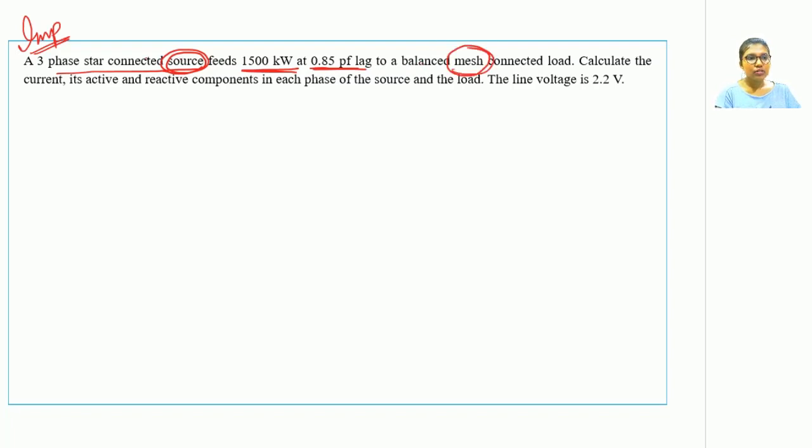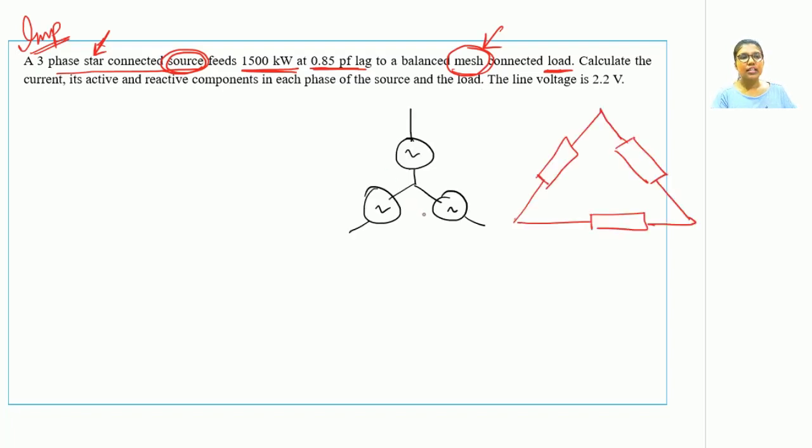Now this is the source. The source is a star type and the load is a mesh type. So both the connections of source as well as load are specified in this question. So one is required to draw both the connections of source and load in this way. Now as you can see, the left hand side represents the source and this represents the load. Now we need to connect the terminals of red to red, yellow to yellow, blue to blue. Let us do the connection part.